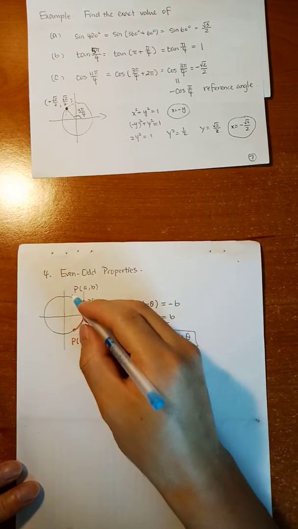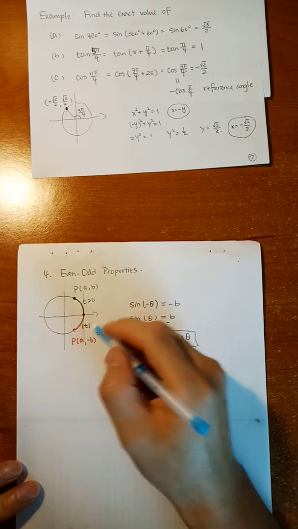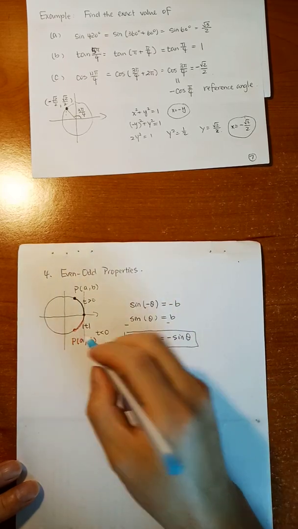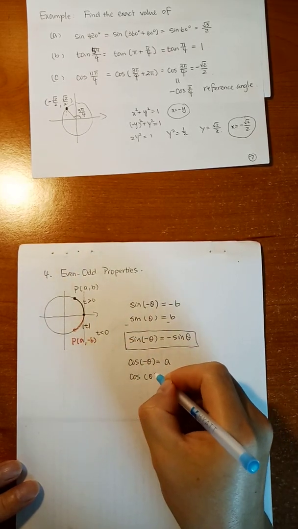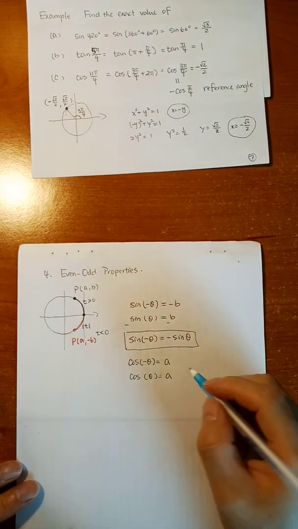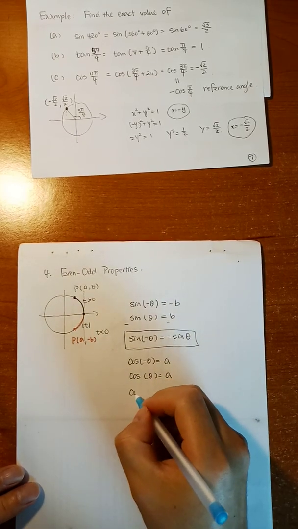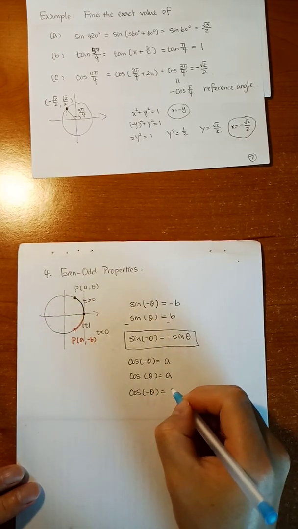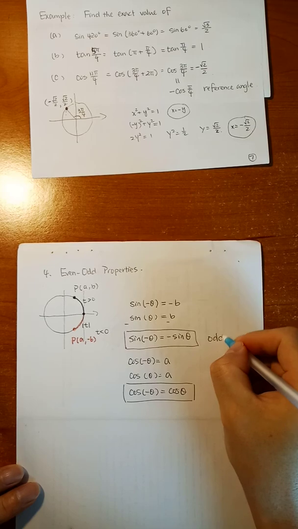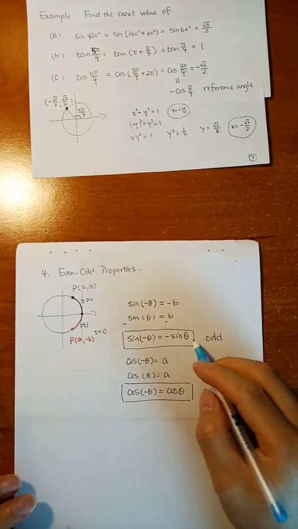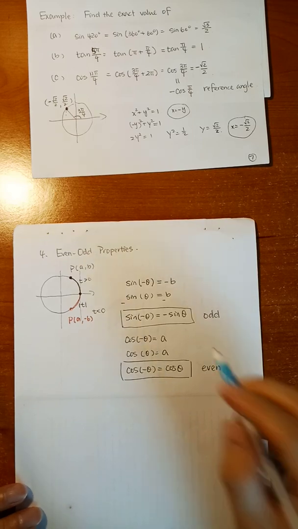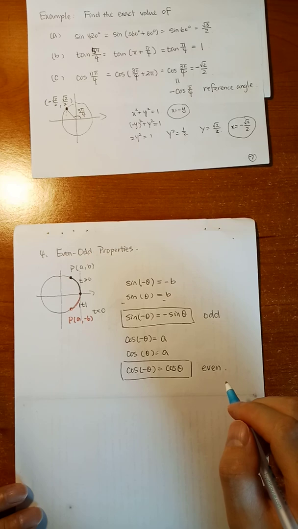Similarly, from this picture, you see that for positive and negative angles, the cosine of negative theta is A, its x-coordinate. The cosine of theta is also A. This pair of symmetric points has the same A, so we get cosine negative theta is equal to cosine theta. So sine is an odd function, cosine is an even function. Sine is odd, cosine is even.